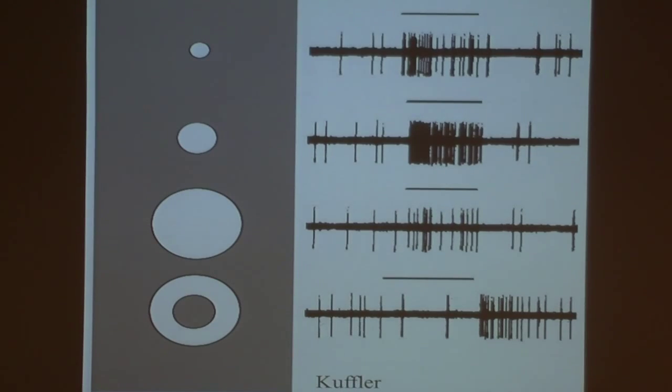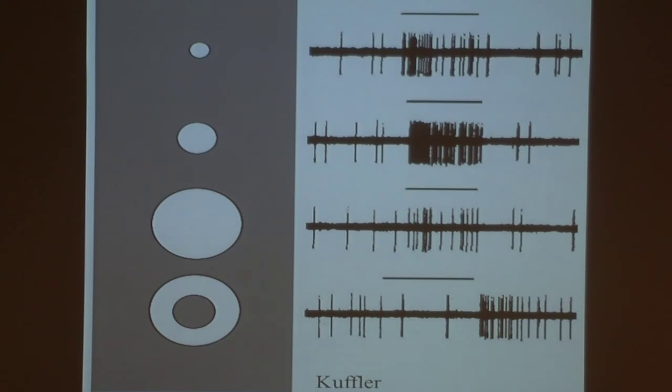Steve Kuffler figured this out. Steve Kuffler was Torsten and David's mentor. He figured out that if you shine a spot of light on the retina, you get a barrage of action potentials, neuronal signals. But what was peculiar was that when he shined a bigger spot of light on the retina, he got a worse response.